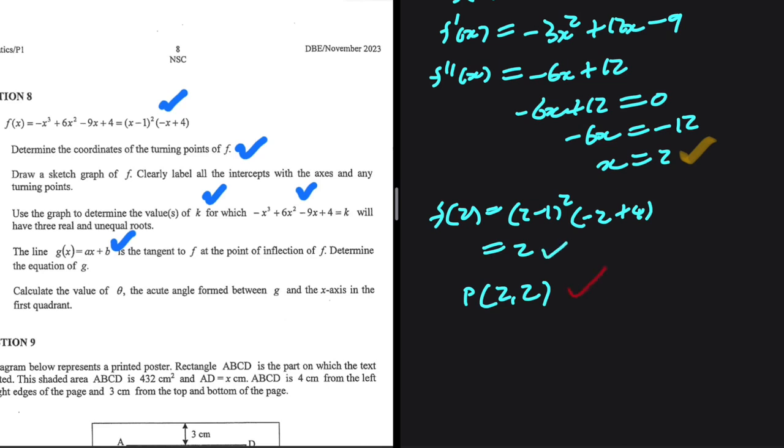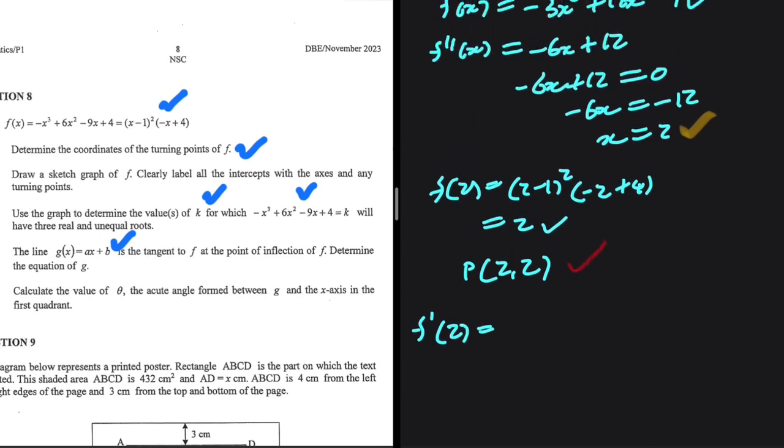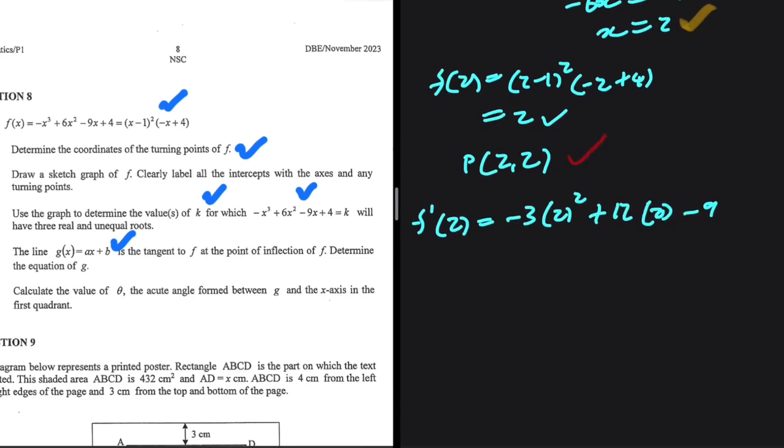With this very x value, we can substitute into f'(x) to find the gradient at that point. Because g(x) is the tangent at that point, we're going to have the gradient of the tangent. f'(2) = -3(2)^2 + 12(2) - 9, which is equal to 3. So g(x) = 3x + b.